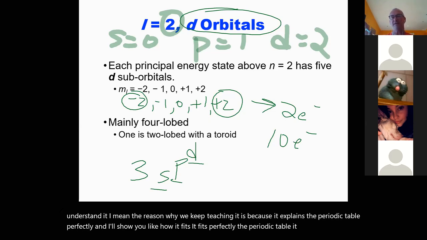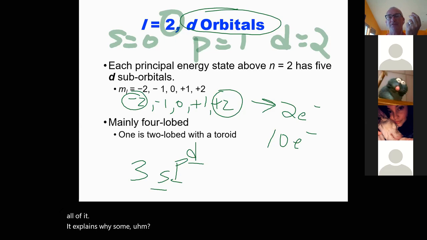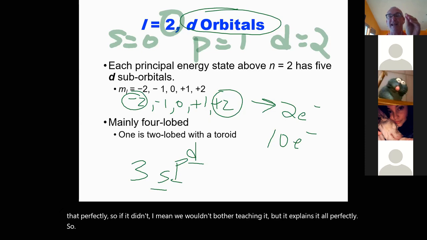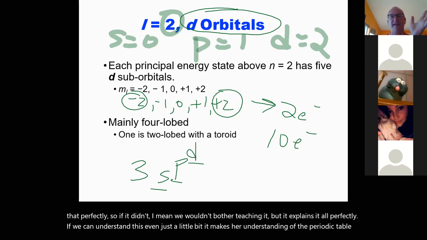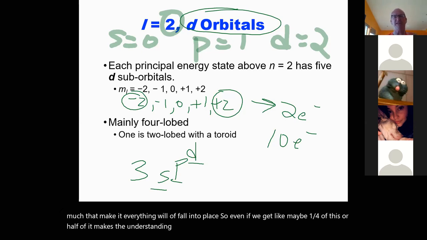It fits perfectly to the periodic table. It explains how electrons move from one atom to another. It explains exactly how bonds are formed. It explains all of it. It explains why some metals lose one electron and some lose 2, and others can lose a varying number. It explains all of that perfectly. If it didn't, we wouldn't bother teaching it. So if we can understand this, even just a little bit, everything will sort of fall into place. Even if we get maybe a quarter of this or a half of this, it makes the understanding of everything else much easier, because then there's less memorization and more understanding.